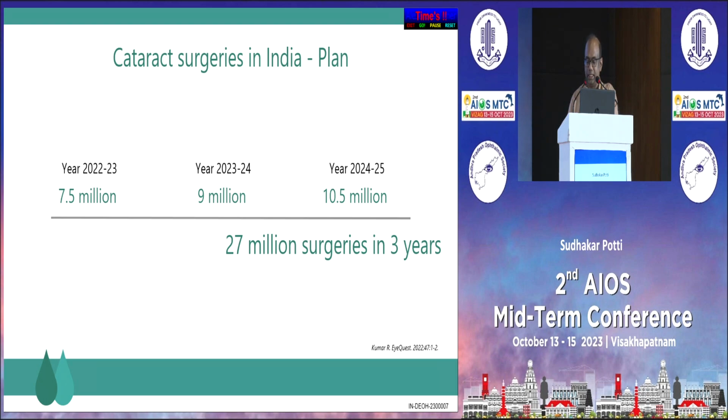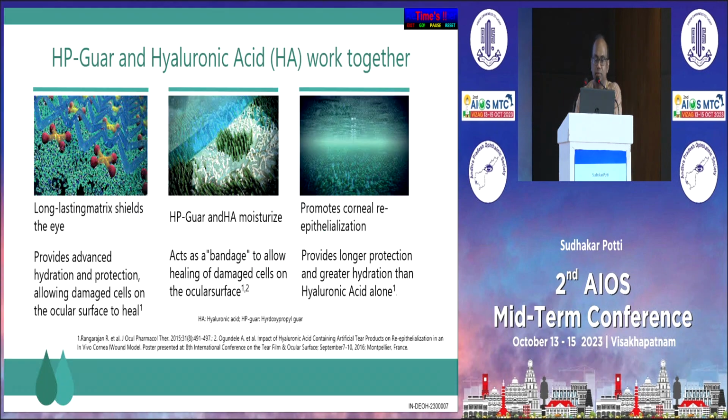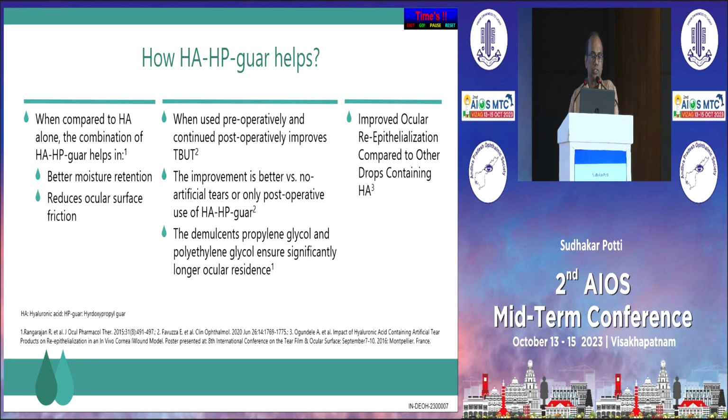Summarize this part? Yes, this is the last slide. Okay. So the role of hyaluronic acid-based artificial tears. The long-lasting matrix of the HP-guar shields the eye. It provides advanced hydration and protection, allowing damaged cells on the ocular surface to heal, and acts as a bandage lens almost to allow the healing of damaged epithelial cells on the ocular surface and promotes corneal epithelialization.